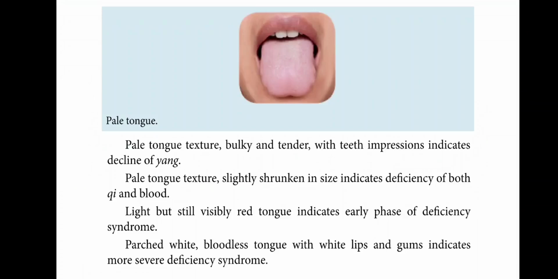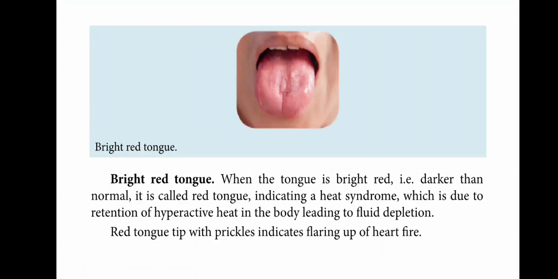Pale tongue texture, bulky and tender with teeth impressions, indicates decline of yang. Pale tongue texture, slightly shrunken in size, indicates deficiency of both qi and blood. Light but still visibly red tongue indicates early phase of deficiency syndrome. Parched white, bloodless tongue with white lips and gums indicates more severe deficiency syndrome.